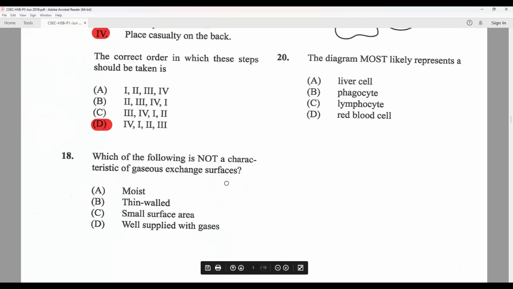Which of the following is NOT, in capital letters, a characteristic of gaseous exchange surfaces? Moist, yes, they are moist. Thin walled, yes, they are. Small surface area, no, they are not. Well supplied with gases, yes, they are. So C is the answer.